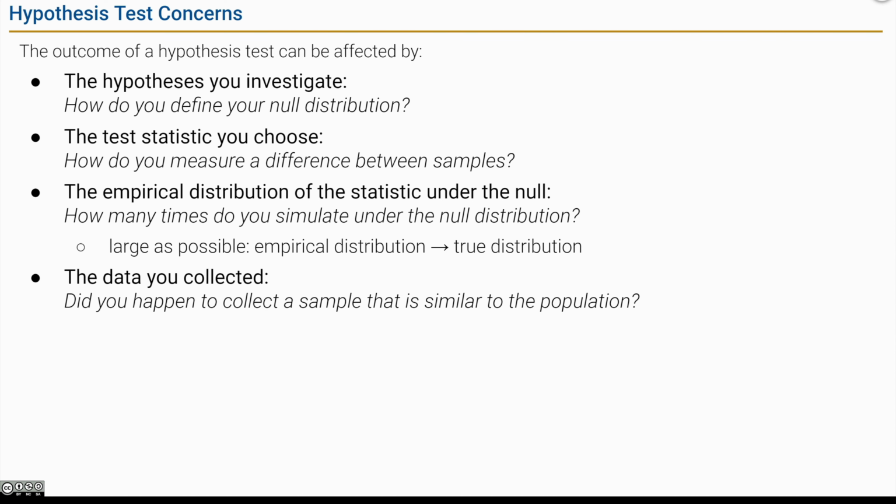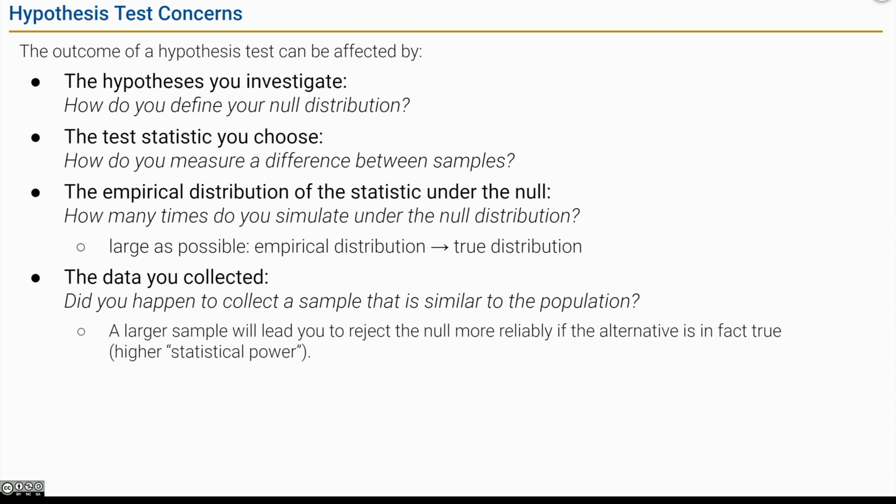The data you collected can also affect your results, and this was why we spent some time really going into sampling and sampling techniques and sampling bias, because if you don't have good data, then you're not going to have valid results from these types of tests. And as we saw in the last video, a larger sample is going to lead you to reject the null more reliably if the alternative is in fact true, i.e. you'll have higher statistical power with a larger sample.